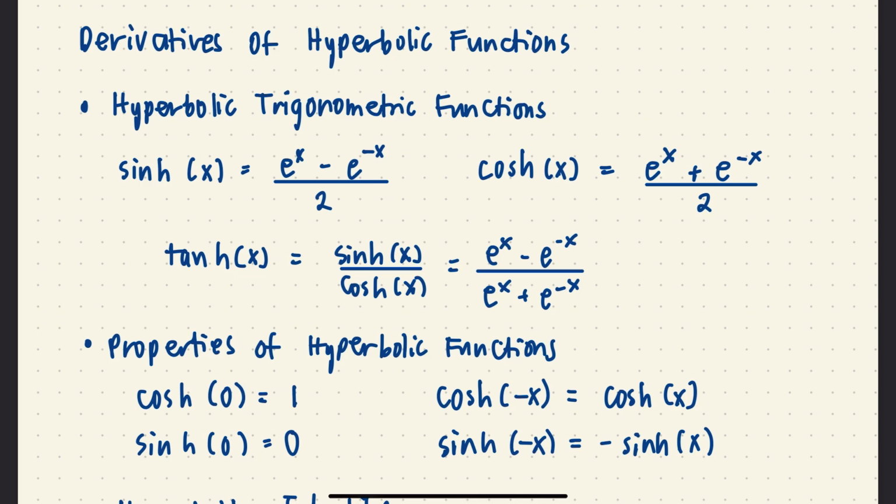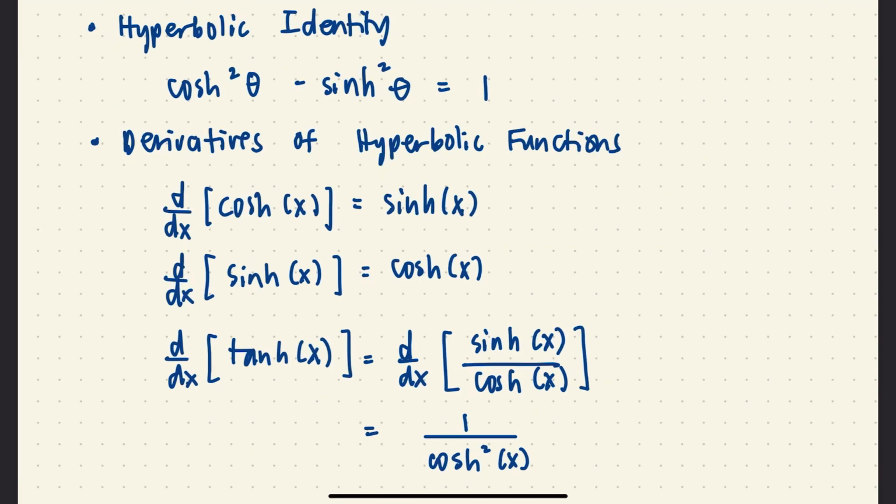And also take note of the following properties of hyperbolic functions. Your hyperbolic cosine of 0 is equal to 1, while your hyperbolic sine of 0 is equal to 0. And also your hyperbolic cosine of negative x is the same as your hyperbolic cosine of x, and your hyperbolic sine of negative x is simply negative hyperbolic sine of x. Take note of the hyperbolic identity as well. This is your hyperbolic cosine of theta squared minus your hyperbolic sine of theta squared is equal to 1.